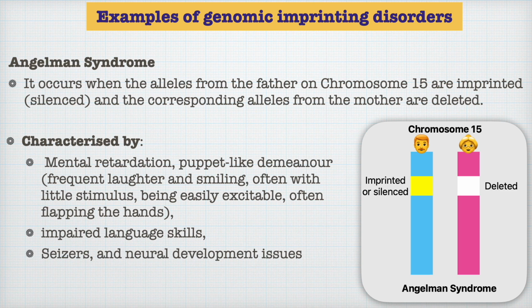Genomic imprinting disorder, Angelman Syndrome. Angelman syndrome occurs when the alleles of the gene UBE3A on chromosome 15 from the father are imprinted or silenced and the corresponding alleles from the mother get deleted.